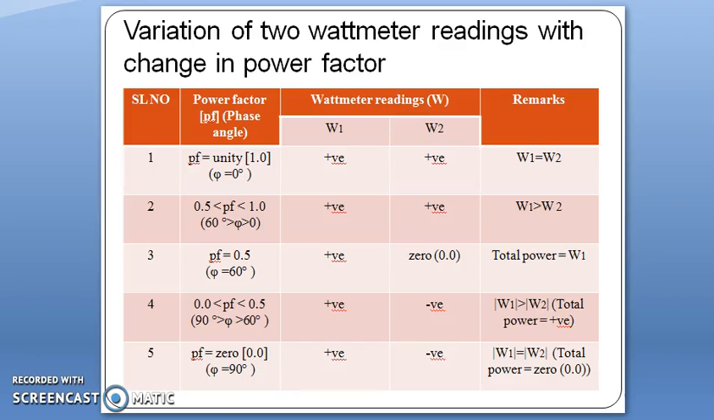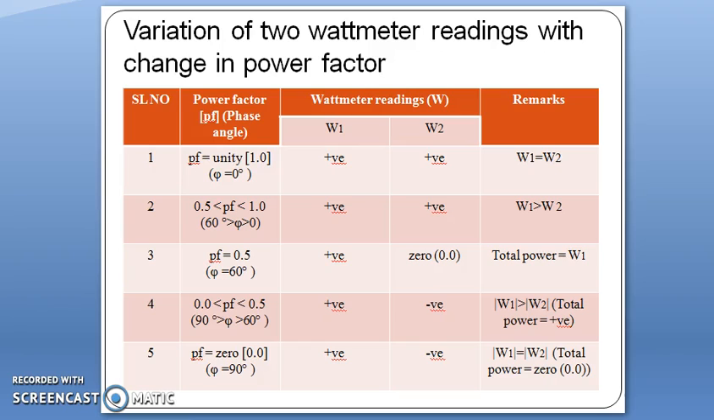The variation of 2 wattmeter readings with the change in power factor is discussed in this slide. Here, if the power factor is unity, then the first wattmeter reading will be positive and the second will also be positive, and the magnitudes of both wattmeters will be the same. If the power factor lies between 0.5 and 1, then the readings of both wattmeters will be positive, and the reading of wattmeter 1 will be greater than the reading of wattmeter 2.